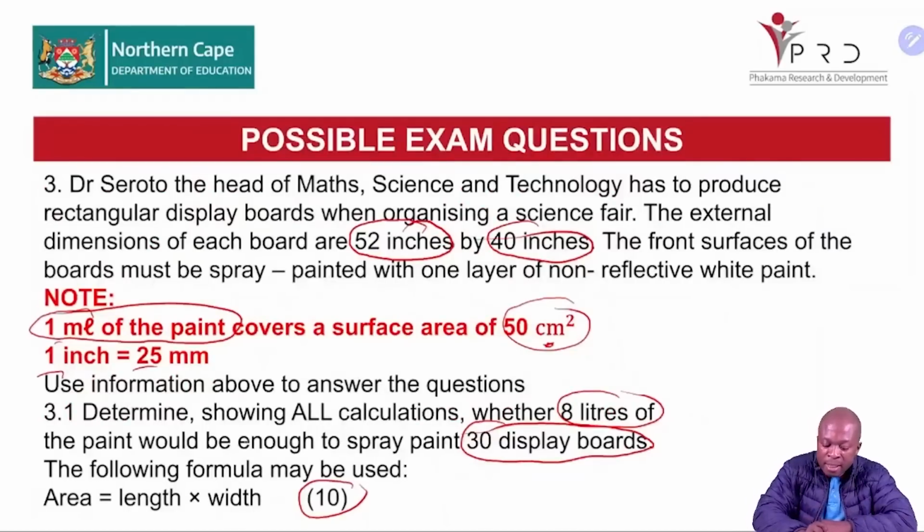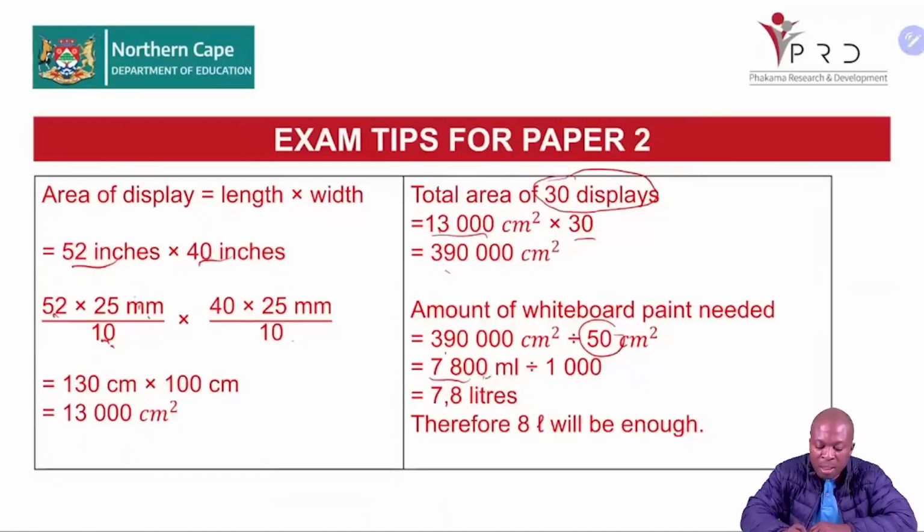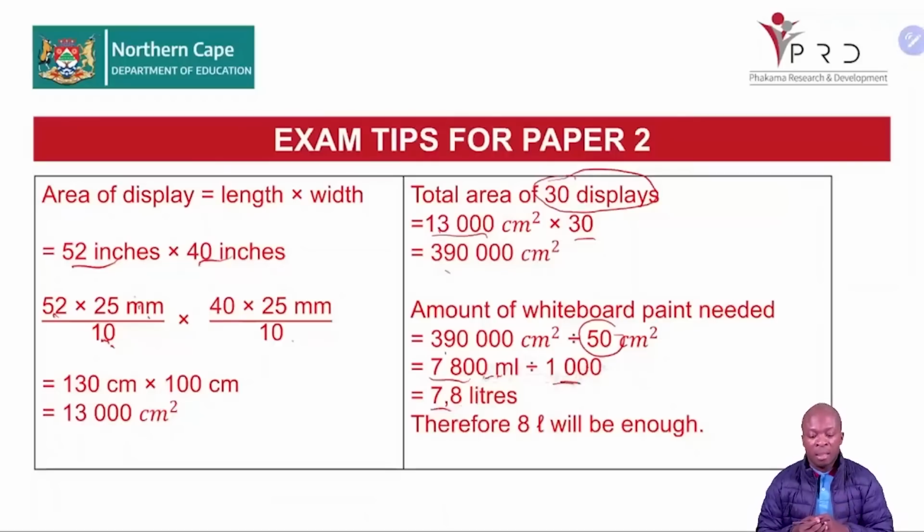Okay, but again, I'm taking you back. The examiner says show all calculations whether 8 liters, not milliliters. So once you get your answer in milliliters, you convert it. How do you convert? You divide it by 1,000. You convert from milliliters to liters by dividing by 1,000. So it means we need about 7.8 liters. The examiner says, if we buy 8 liters, will it be enough for all the 30? Yes, because we need only 7.8 and already we have got 8 liters.